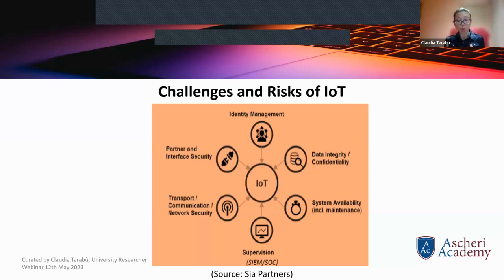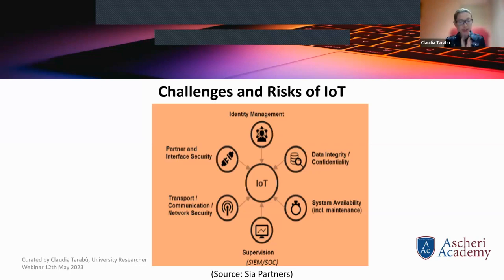Another instance to stress is the system availability, because all the systems, all the technologies that we are talking about are technological advancements that have to be maintained 24/7. So a proper establishment of maintenance is required. So also the system availability is something that we have to strictly follow.